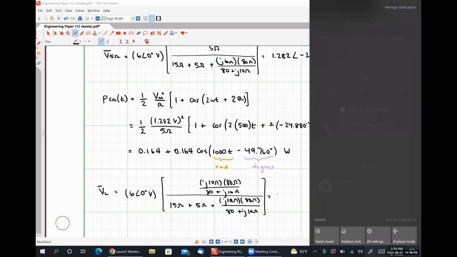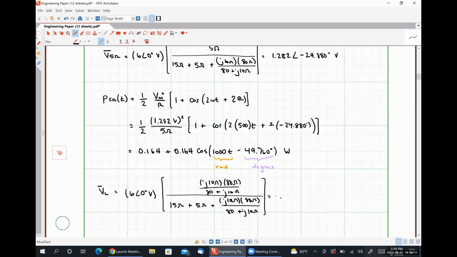I get 2.544 with an angle of positive 57.995 degrees volts.